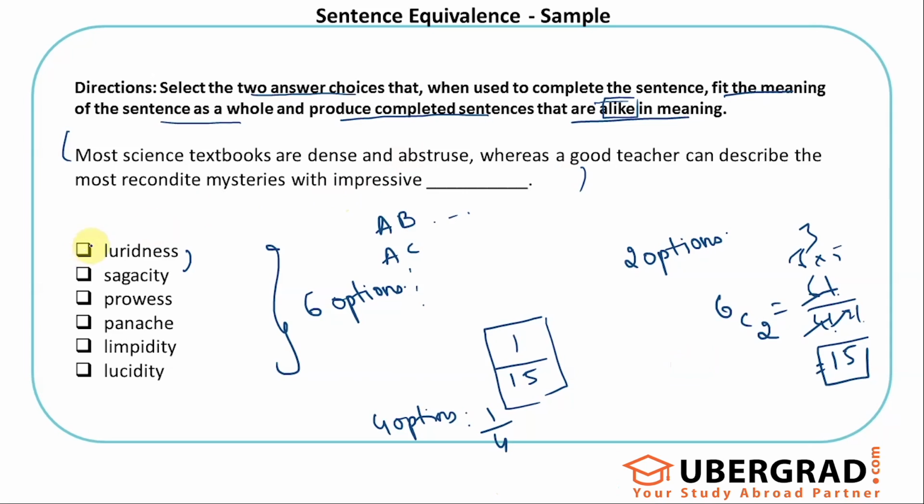So there are 6 options, and we have to pick 2 options. What I would ask you is to pause the video and try to answer this on your own for maybe a minute. See if you can get it right or not. We'll anyway discuss the answer, but just pause it and try it. Hope you have tried it. Hope you have marked a couple of answers which you feel would fit in the blank and also give a similar meaning. So let's move ahead.